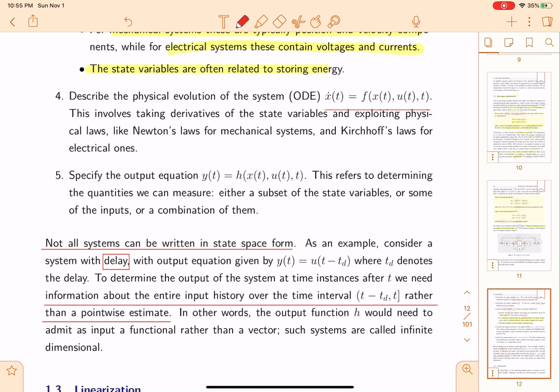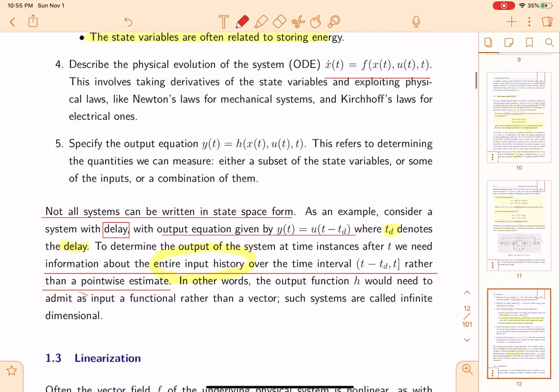Not all systems can be written in state space form. So, for example, if we have a delay, then the output equation is represented like this, where Td represents the delay. To determine the output for this system at a time instance after t, we need information about the entire input history over the time interval, rather than a point-wise estimate. So in other words, the output function h will need to admit a functional as input rather than a vector. Such a system is called infinite dimensional.